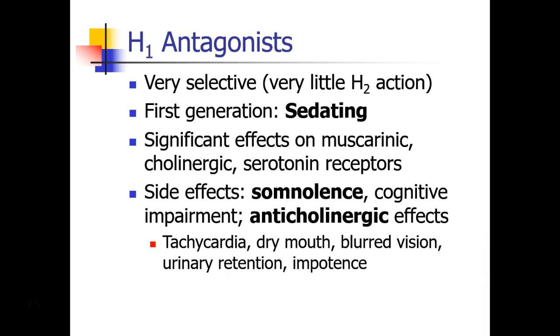There are two kinds of H1 antagonists, or antihistamines. These drugs are very selective, which means they have very little action on the H2 receptor. The first generation are the sedating antihistamines, with significant effects on the muscarinic, cholinergic, and serotonin receptors. The side effects that we are most likely to see are somnolence or sleepiness and the anticholinergic effects. Patients can also have some cognitive impairment. Specifically, we may see tachycardia, dry mouth, blurred vision, urinary retention, and impotence.